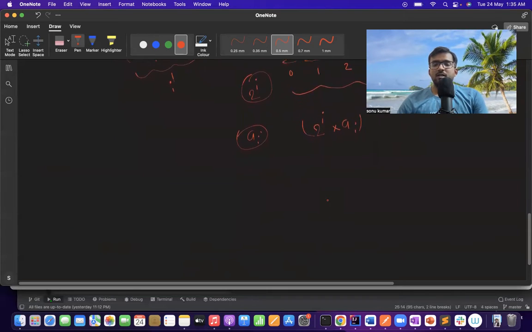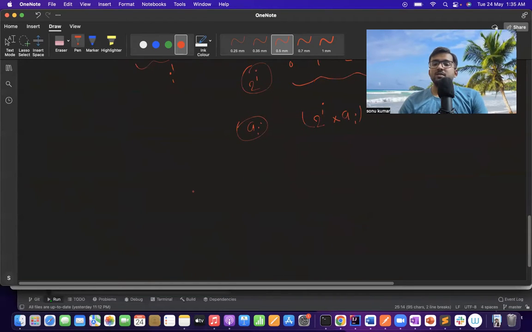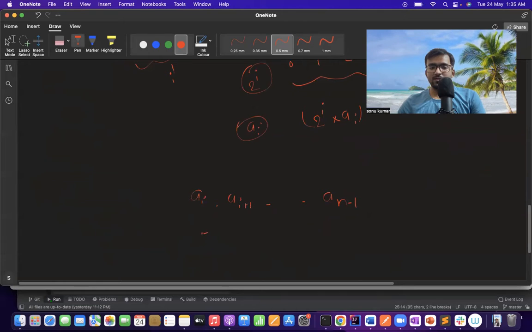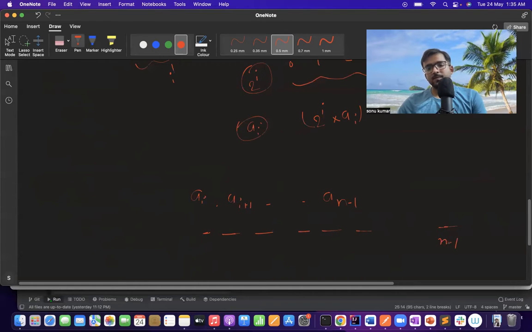Similarly, now consider all the subsequences for which a_i is the smallest one. So a i plus 1 and next up to a n minus 1. So these are the elements. So again here we have this position, this one, this one, till n minus 1.